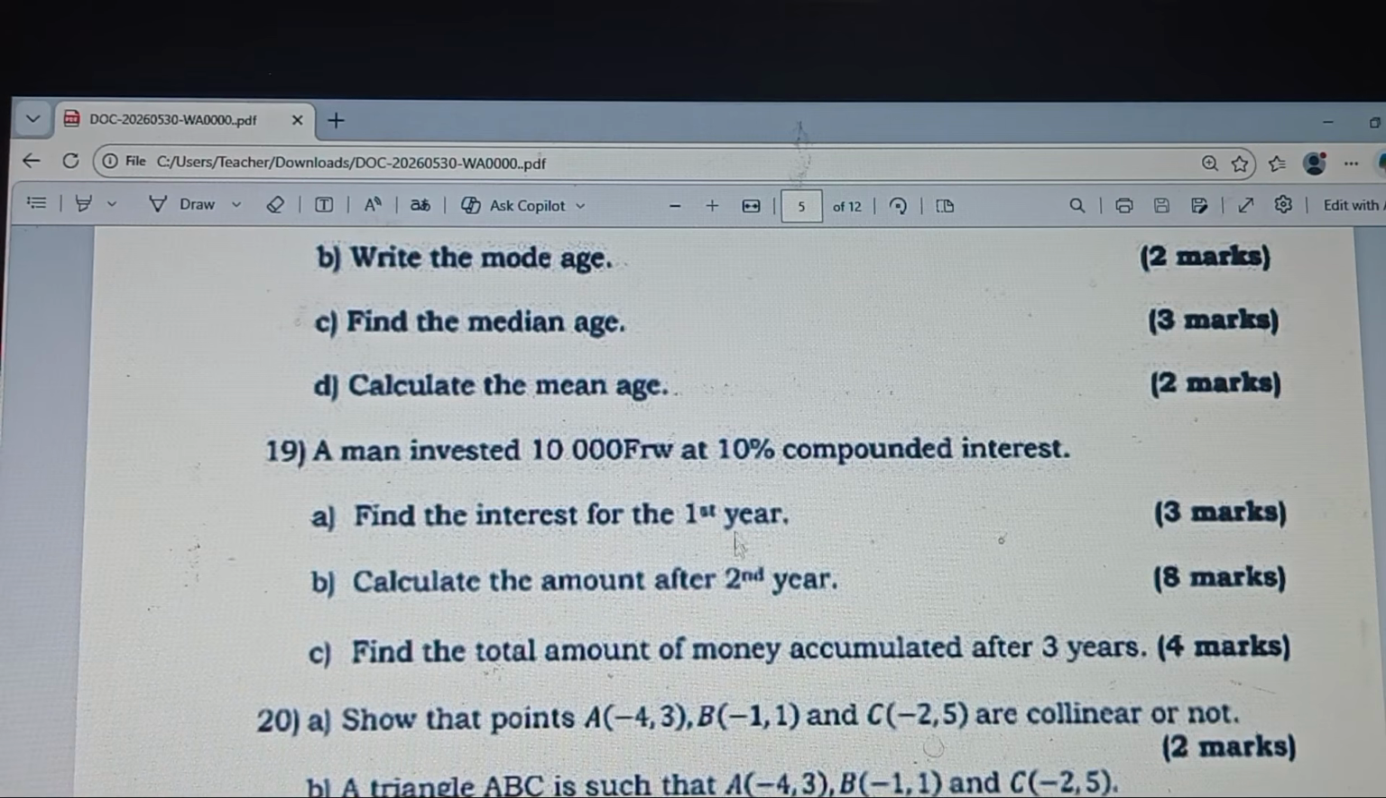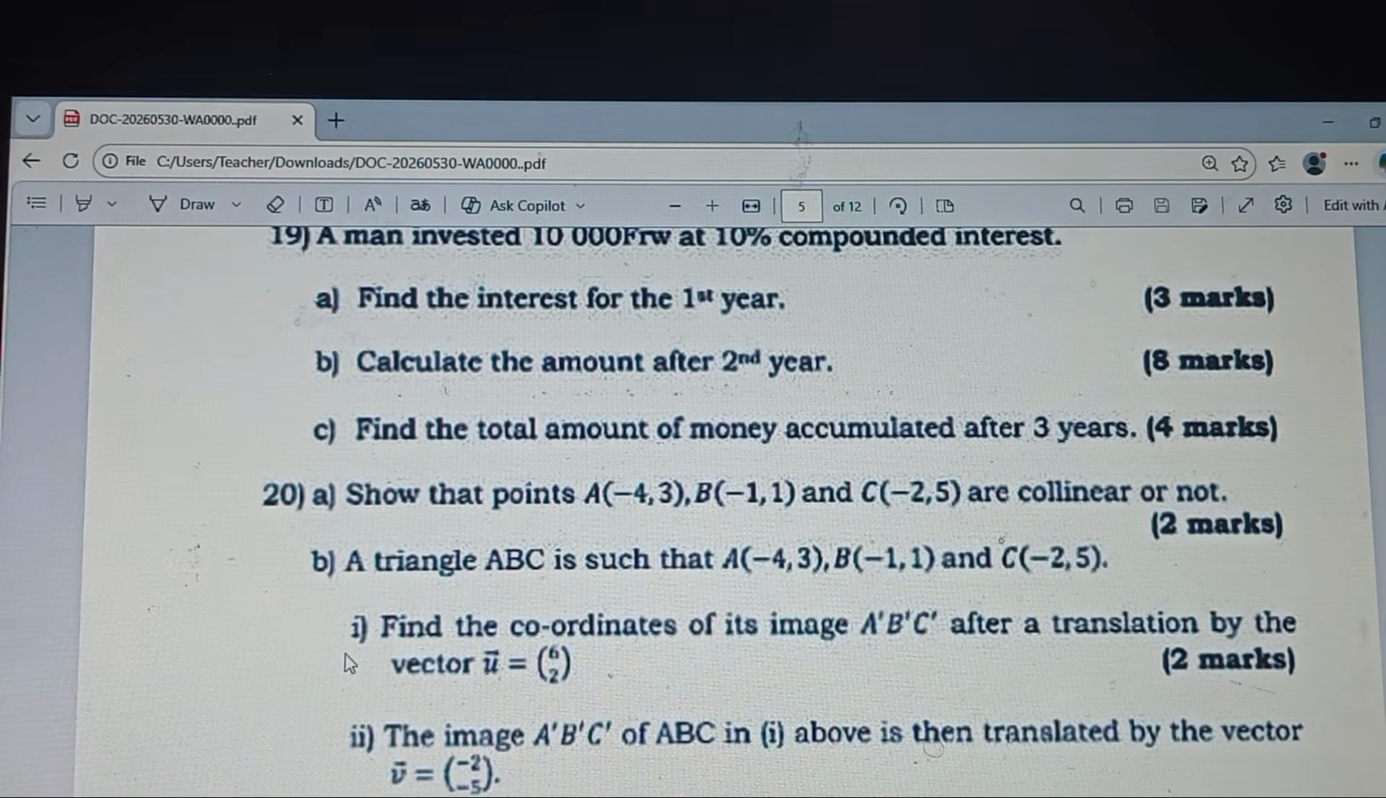For question number 19, a man is investing, that one is compound interest. You are asked for part A the amount after the first year, B the amount after 2 years, C the amount after 3 years. That is compound interest. Question number 20 is unit number 8 in senior 2, which deals with translation and reflection.